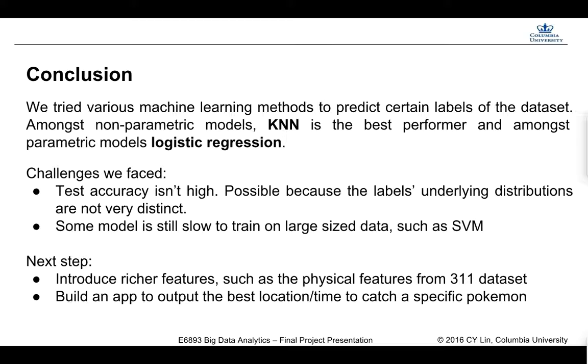So for next steps, we want to introduce some richer features, such as the physical features that we saw from the 311 dataset. The last few graphs obviously indicate that there is some interesting correlation between the complaint types filed and the rare Pokemon's appearances. And also, ultimately, we want to build an app to output the best location and time to catch a specific Pokemon that the user inputs. And that's everything we have.